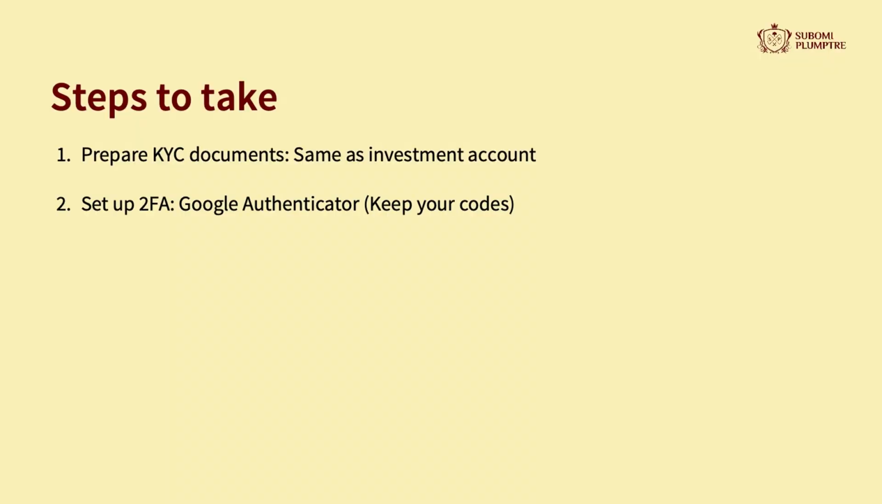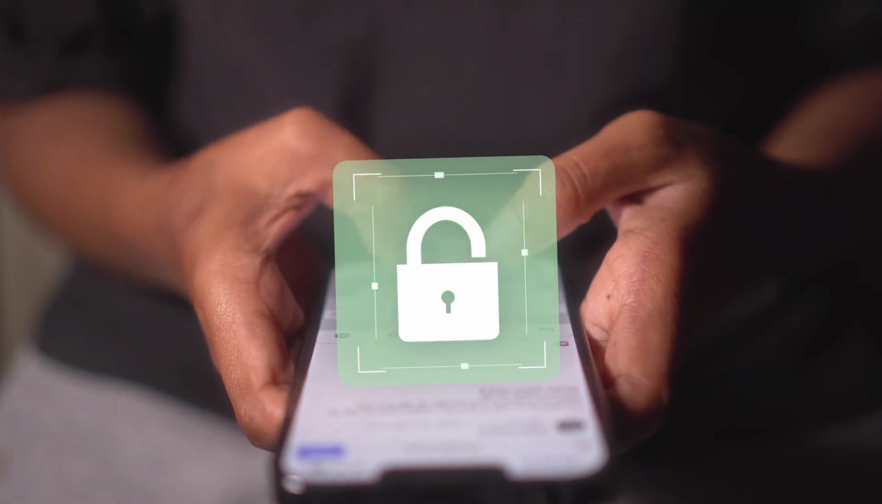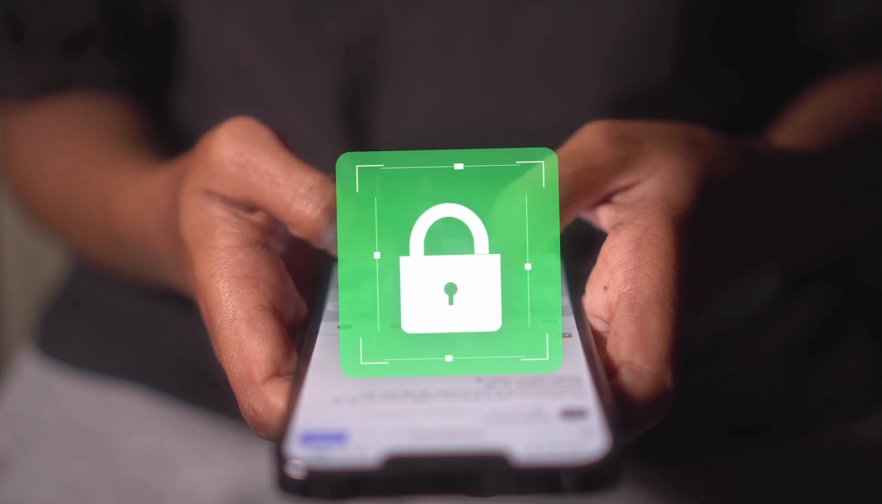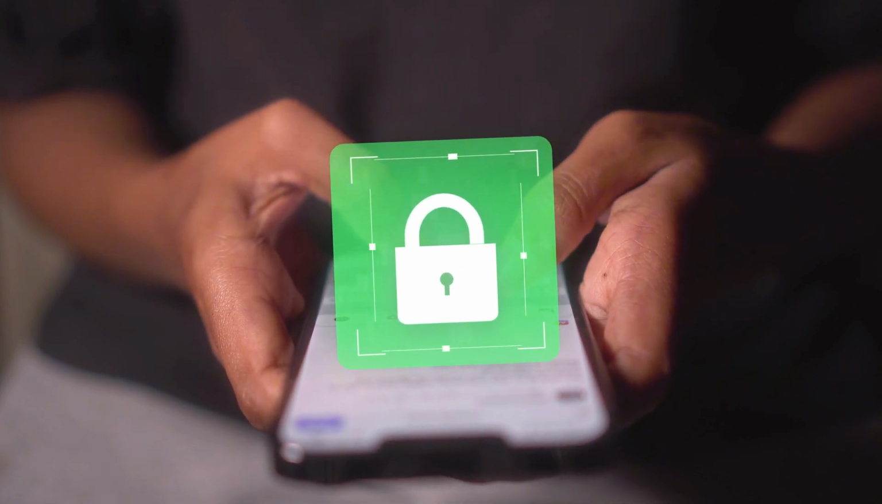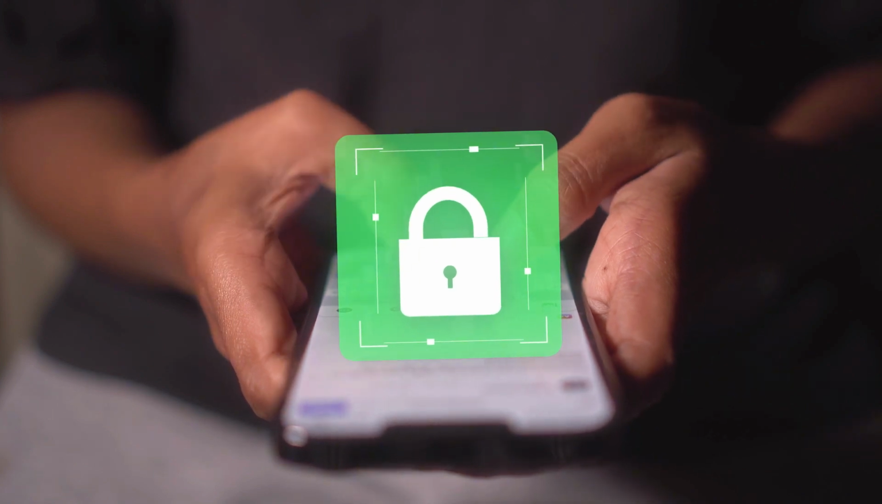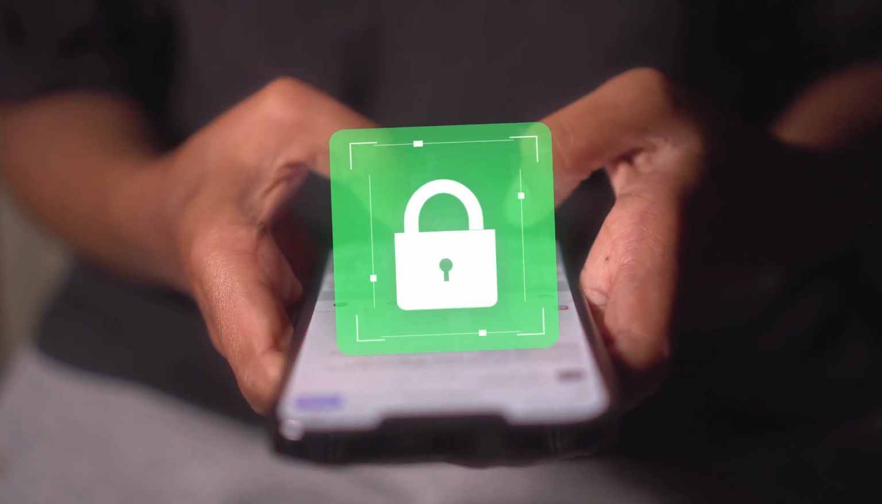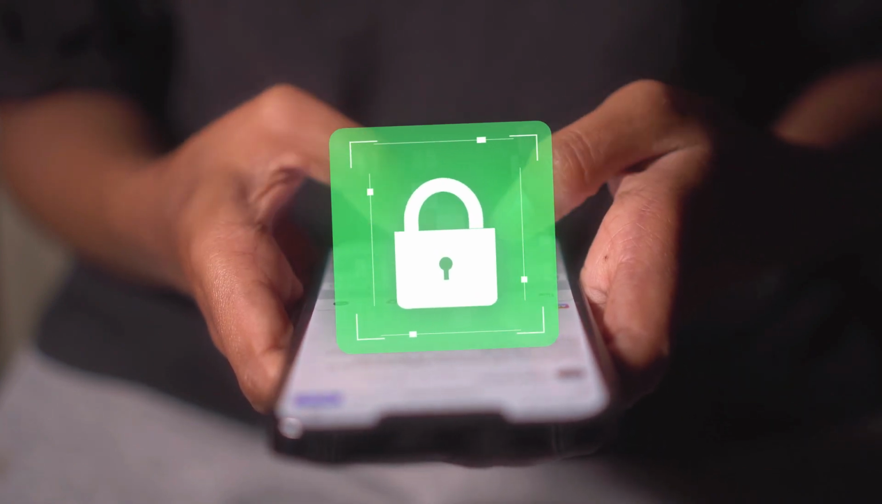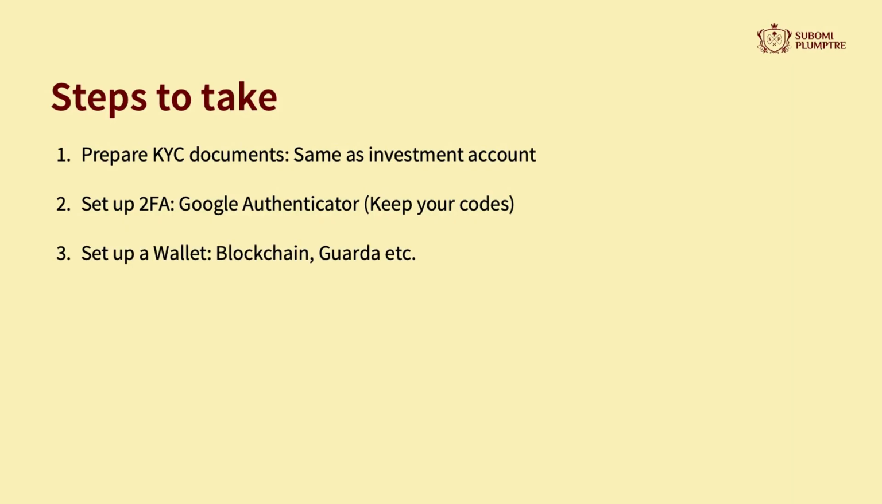You need to set up two-factor authentication. Google Authenticator is the most popular. It just helps such that if your email address is ever hacked, nobody can access your cryptocurrency accounts. So two-factor authentication is just a higher level of security for your cryptocurrency accounts.